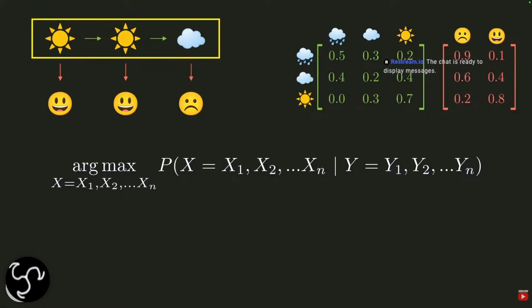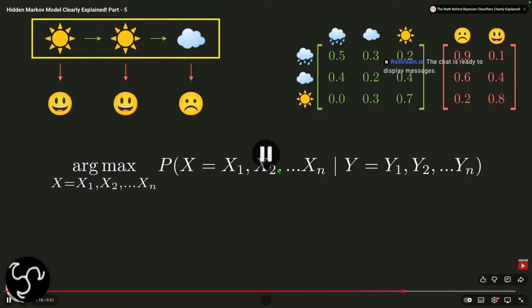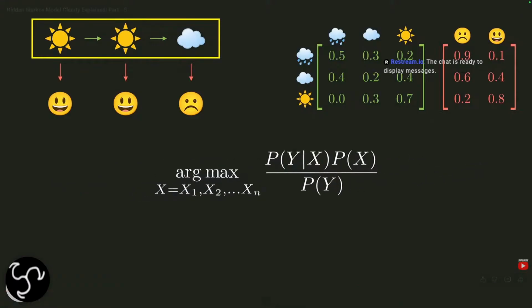Here comes Bayes' theorem. By the way, I have a video explaining Bayes' theorem. You can watch that if you want. So by using Bayes' theorem, we can rewrite this as the probability of y given x times the probability of x upon the probability of y. For all practical purposes, we can neglect the denominator. And the numerator is just the joint probability distribution of x and y.